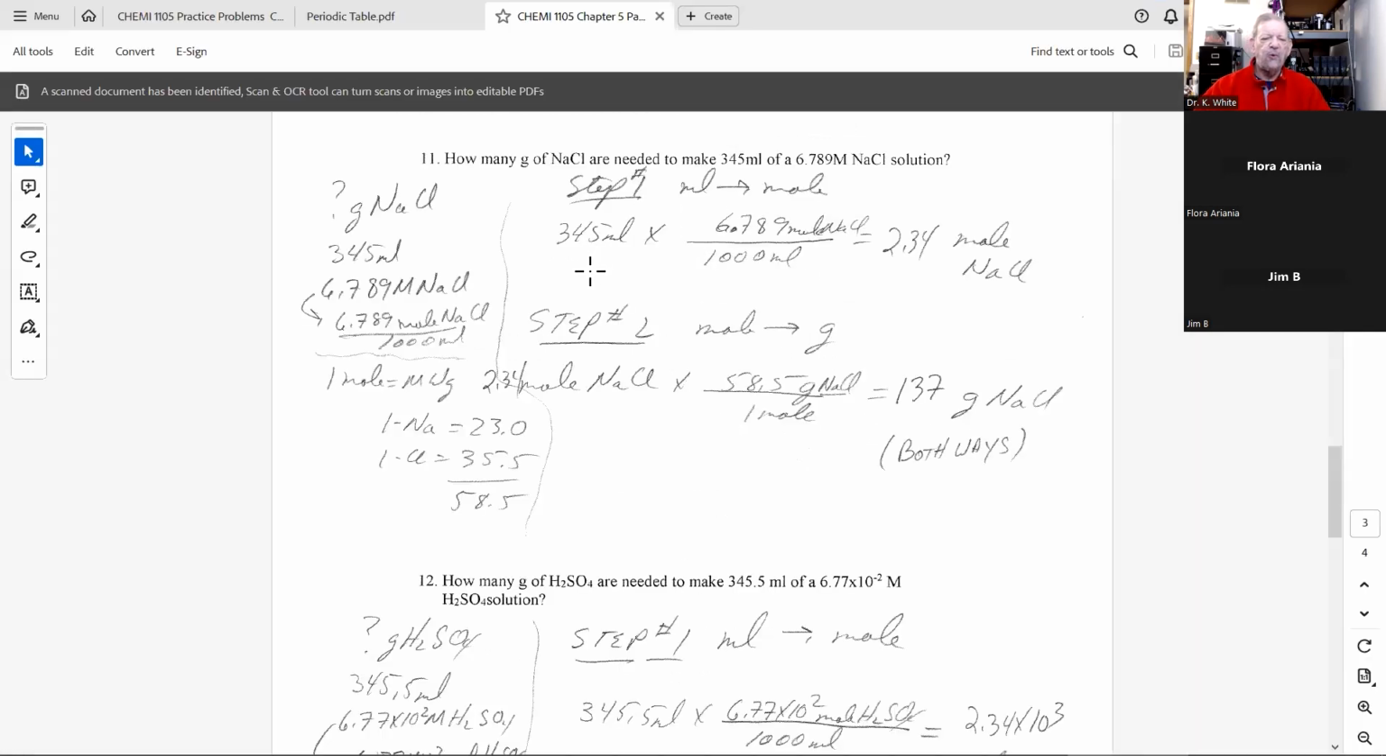So first step, we have 345 milliliters, and we want to get to moles of NaCl. And we'll use our good buddy, and my good friend, hopefully by now yours too, unit analysis. Whatever we're trying to get to goes on top of the ratio. Whatever we're trying to get rid of goes underneath. Where do we get these numbers? From the molarity, 6.789 moles of NaCl per 1,000 milliliters. 3 significant figures, 4, the 1,000 is the exact number.